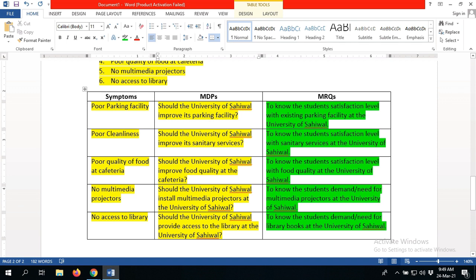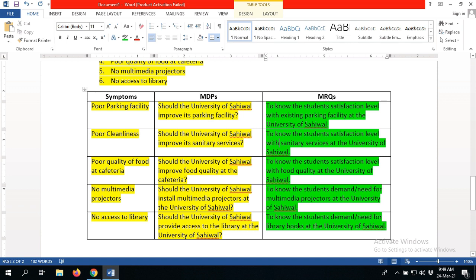Should the University of Saival improve food quality? Again, it's an action, written from the University of Saival perspective. Should the University of Saival install a multimedia projector? Again, it's an action. So MDPs are action oriented, and MRQs are information oriented, written from the researcher perspective. To know student satisfaction, who will know? The researcher will know. And what will he know? Student satisfaction level with the existing parking facility. They highlight the information that will be collected from the students, regarding student satisfaction level.